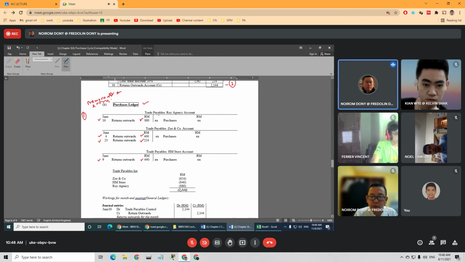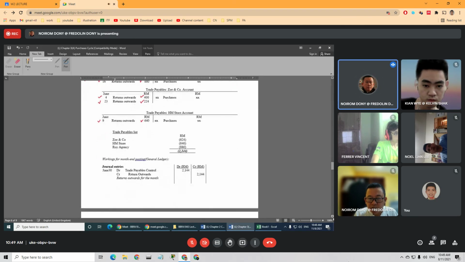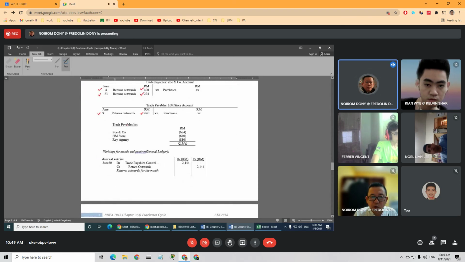how much the business is owing to individual trade payables accounts. Now, at the end of the month, we do the listing. Since this is a credit item, but then debit is more here because we don't have other transactions, that's why this is being negative. And then we have a total of 2,144. And this is your listing. When you do the listing, total 2,144, and this one is your journal entry.